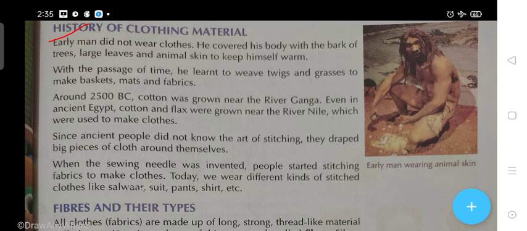Since ancient people did not know the art of stitching, they wrapped big pieces of cloth around themselves. When the sewing needle was invented, people started stitching fabrics to make clothes, and today we wear different kinds of stitched clothes like the salwar suit, pant, shirt, etc. So students, nowadays, as we see, different types of clothes are present in our market.